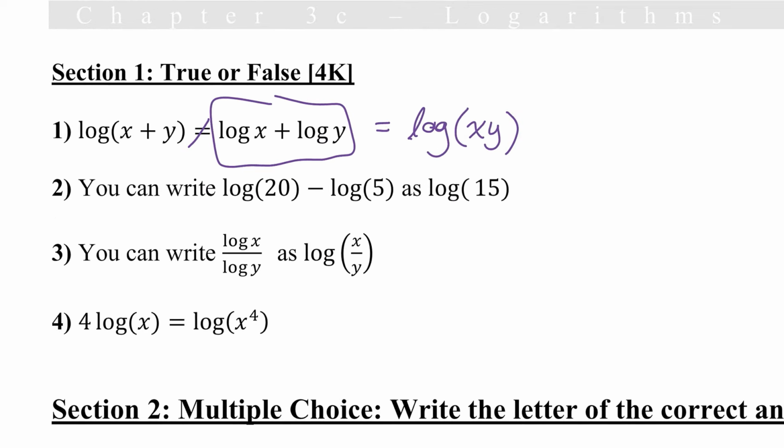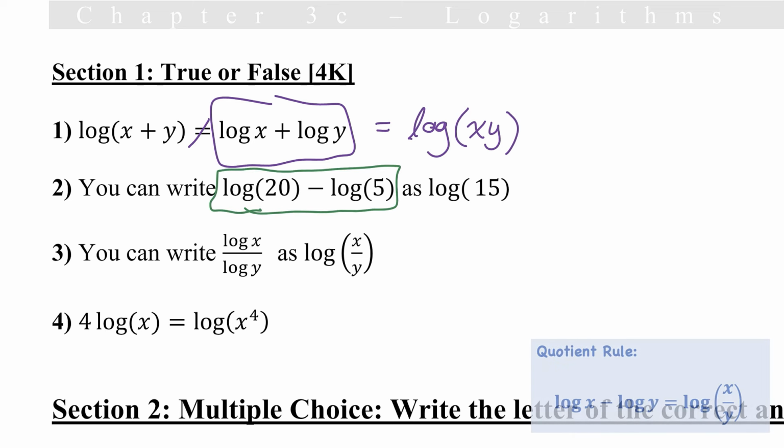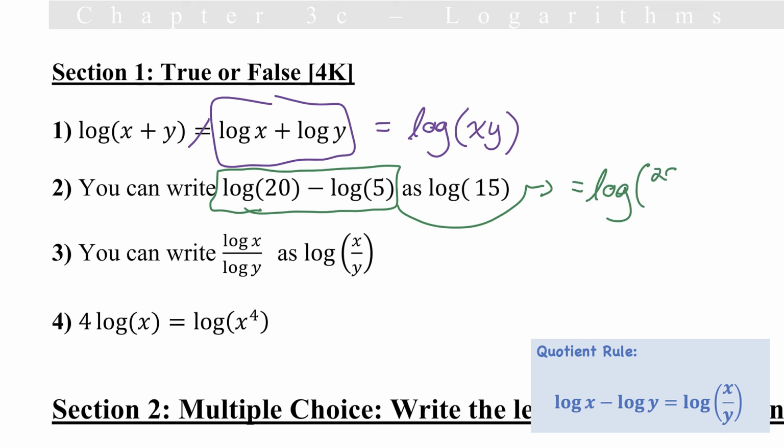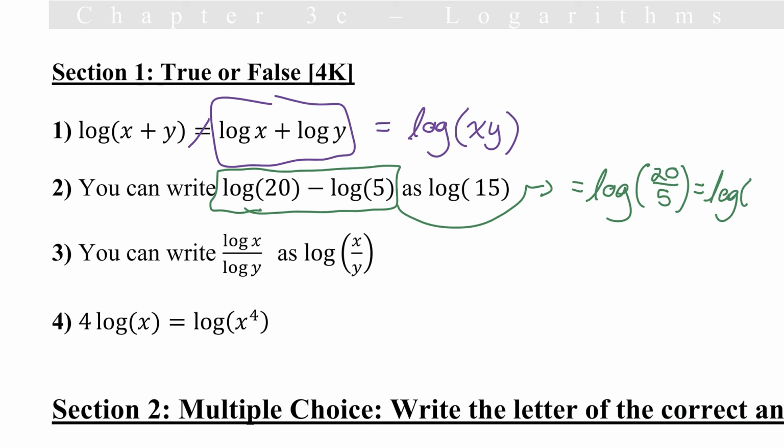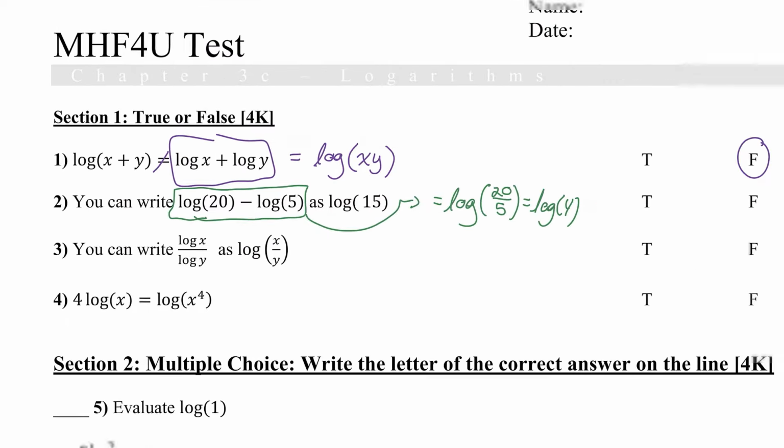If I look at number 2, it says you can rewrite log 20 minus log 5 as log 15. This is really similar to number 1, but this one involves the quotient rule of logarithms. I know that log 20 minus log 5, based on the quotient rule of logarithms, should be equal to a single logarithm with the same base of 10, but the arguments need to be divided. 20 divided by 5 is 4, so this should be equal to log of 4, not log of 15. So number 2 is false as well.